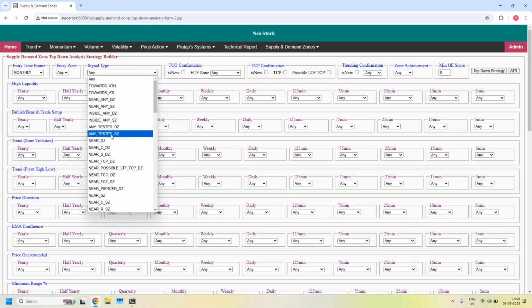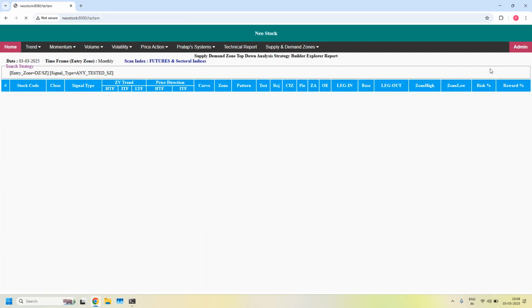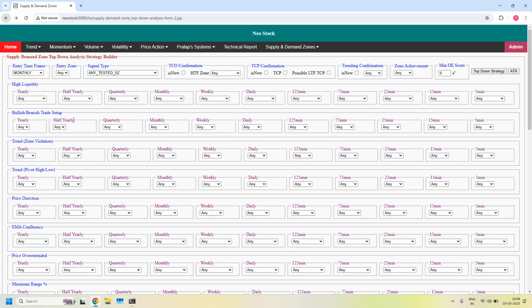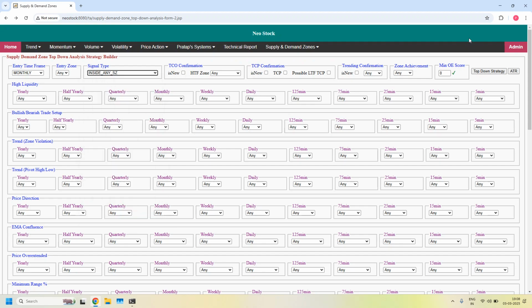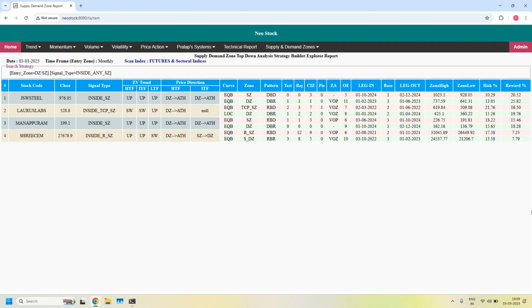Next, monthly time frame, monthly supply zones. Price closed inside the monthly supply zones. We don't have any stocks. Sorry, this is tested supply zones. Sorry for the mistake. Price closed inside any supply zone. We got 4 stocks.